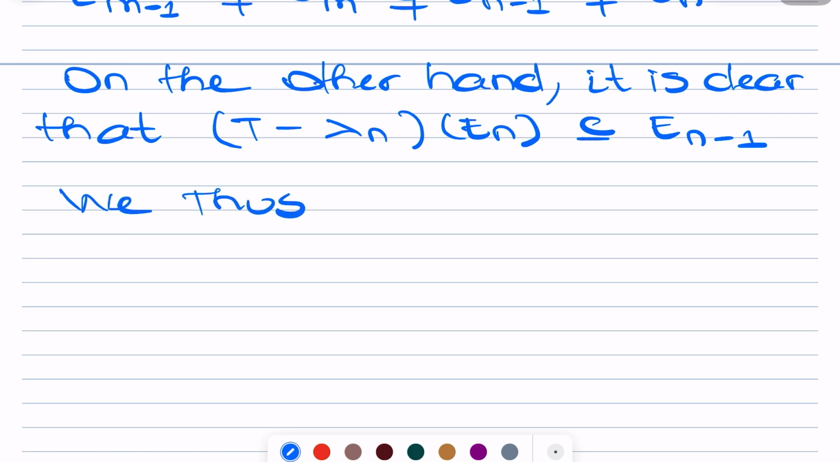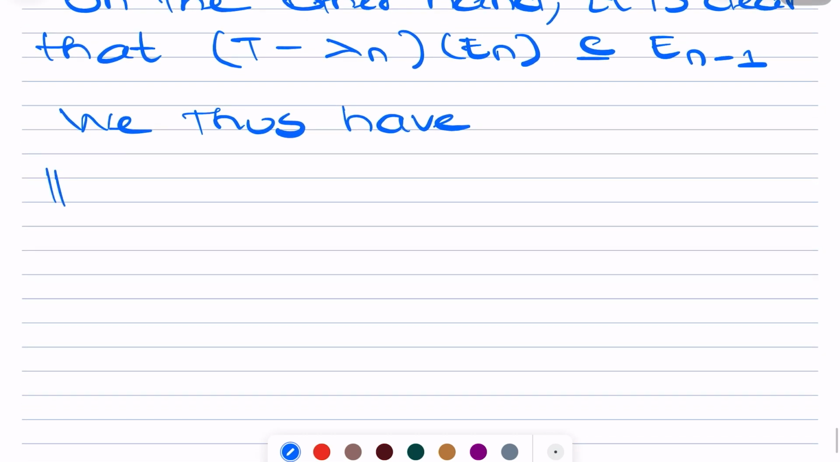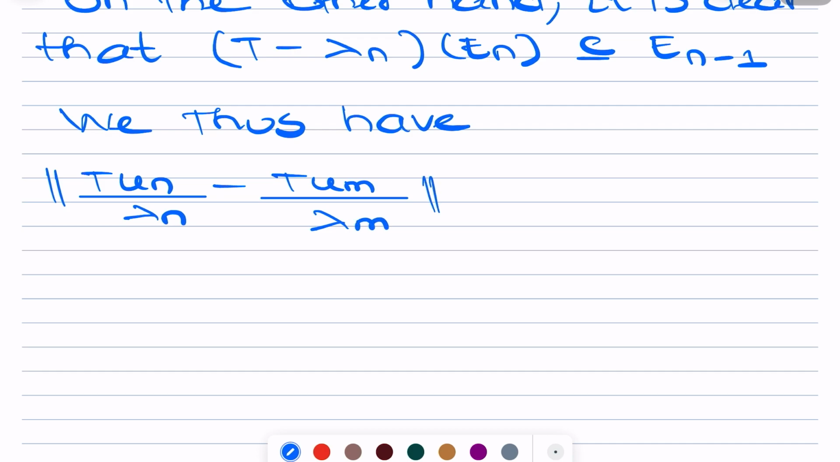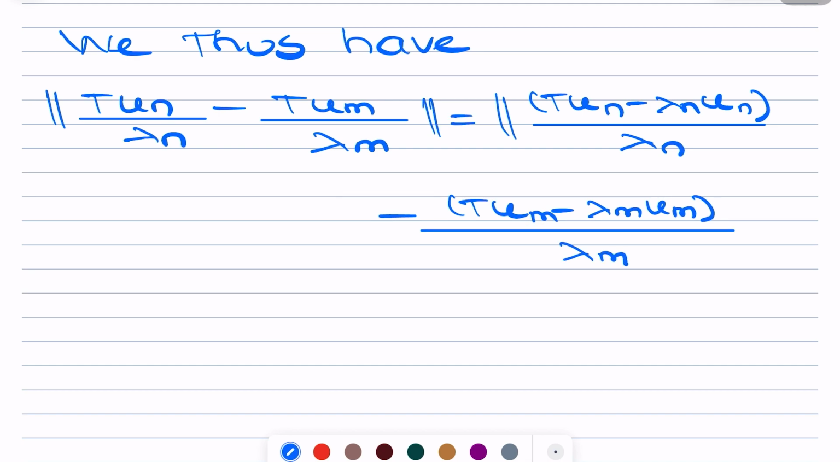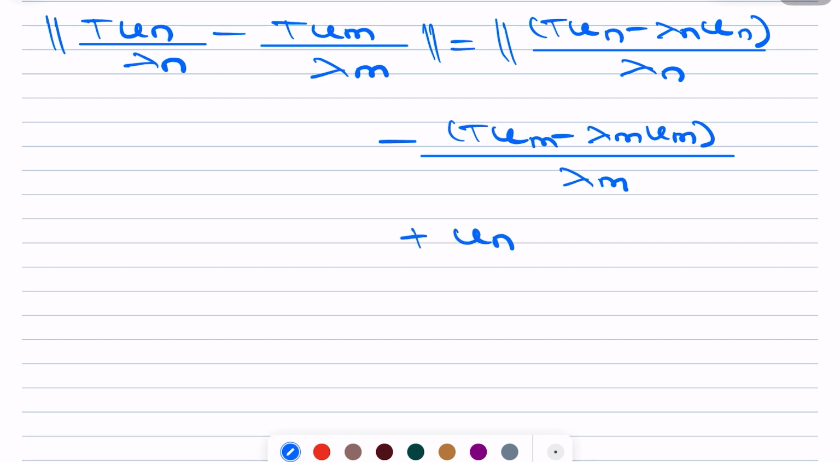So we just have that the norm of TUn divided by lambda n minus TUm divided by lambda m. So this is equal to the norm of (TUn minus lambda n un) divided by lambda n, minus (TUm minus lambda m um) divided by lambda m, plus un minus un, right? I think so. Yes, something like this.